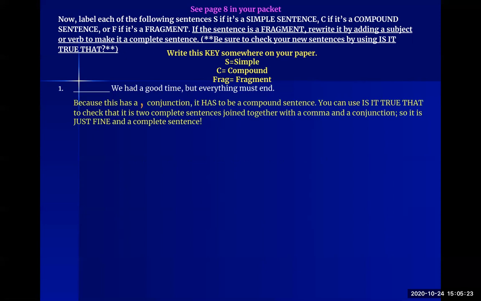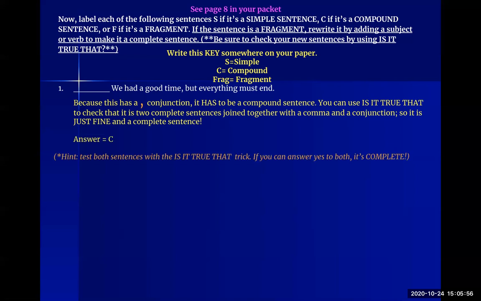So is it true that we had a good time? Yes. Is it true that everything must end? Yes. Okay. Notice I'm not including the comma and the conjunction in my "is it true that" trick. So don't let it influence your decision on that. Cut that conjunction out to check both sides. As long as you can answer yes on both sides and there's a comma and a conjunction in the middle, this answer is going to be C, compound. Okay.